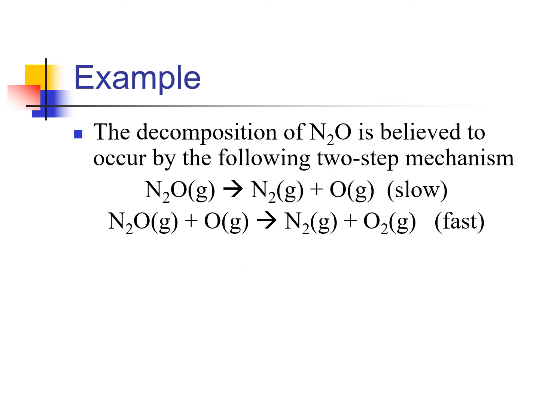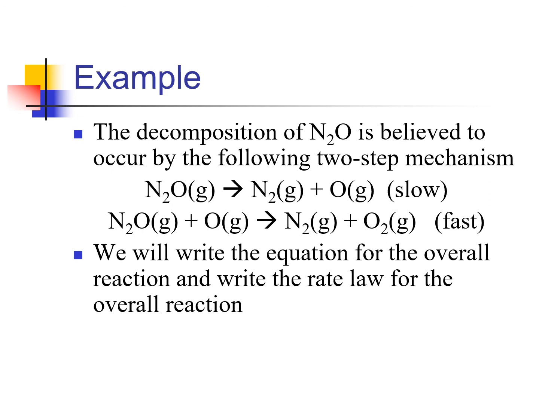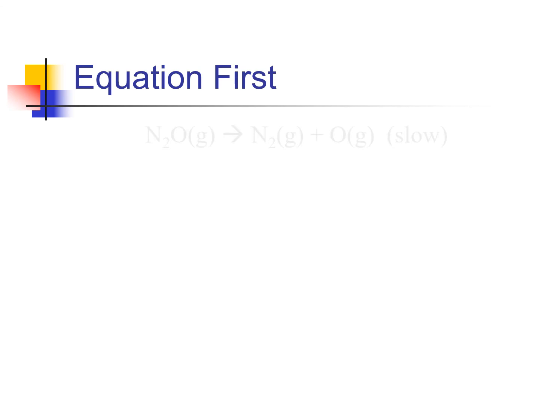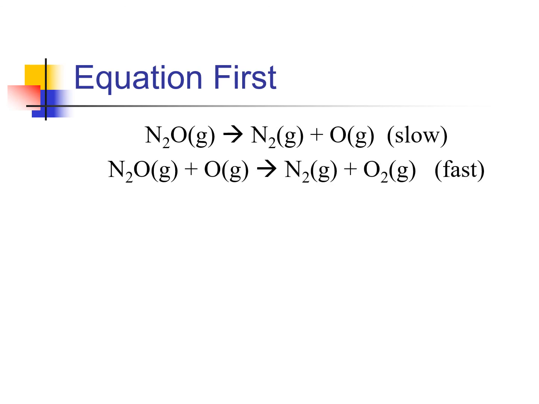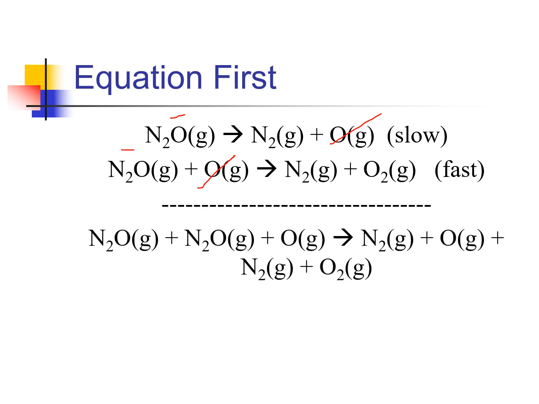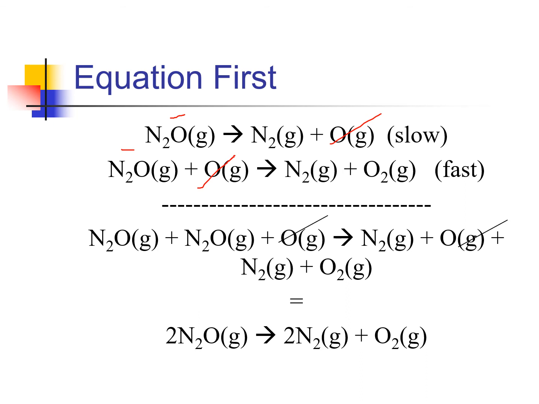Again, the first step is labeled slow. We're going to write the equation for the overall reaction and write the rate law for the overall reaction. So equation first, so here's them again. Looking at this, I see that O is produced, O is used up. Looks like there's 2 and 2 O's. So the overall reaction would look like that. Also 2 nitrogens, it looks like. So there's the overall equation.